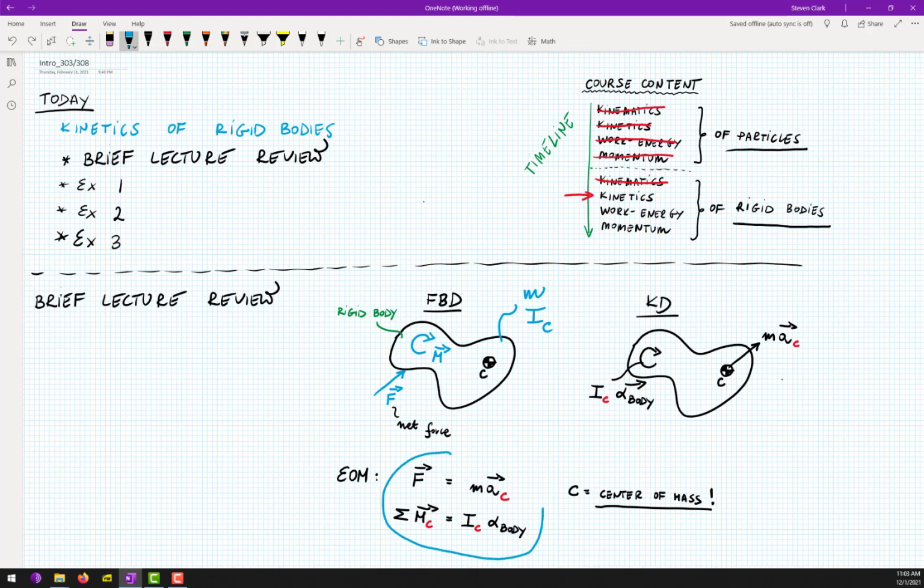So sum of forces acting on the body will result in inertia experienced by center of mass. Okay, so it's MAC, it's no other point, it must be point C. And if you would like to sum the moments acting about point C again, it will result in IC times alpha body. So the only thing you should remember here is that we look at center of mass, no other point, okay? At least today.